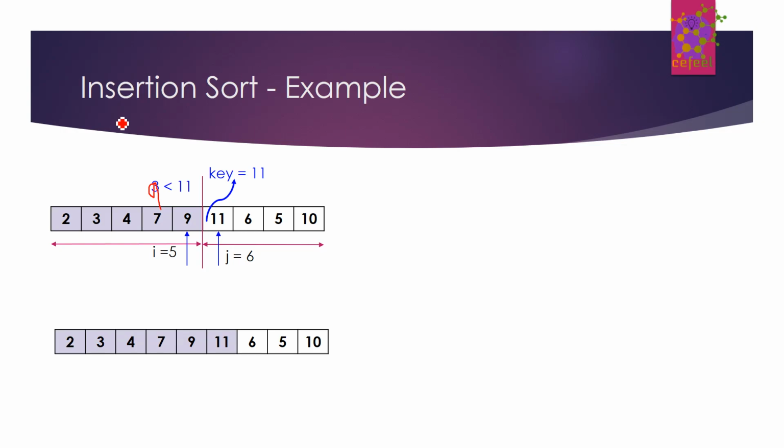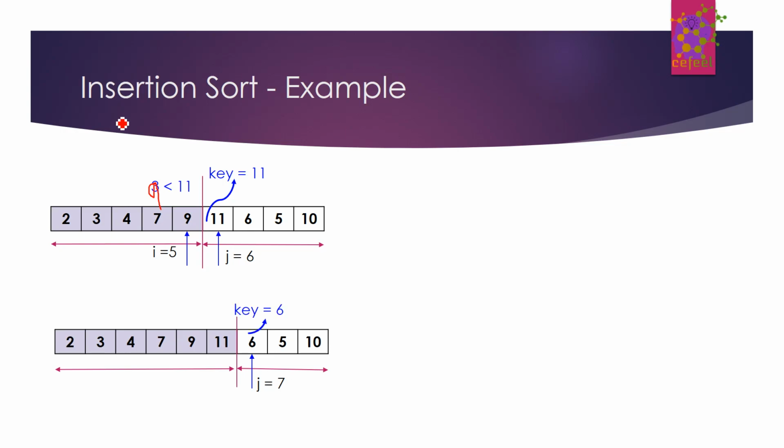So now we will have our 6 items as sorted. Notice, if you intuitively notice, 11 is already in its sorted place compared to the entire sorted items, which is 2, 3, 4, 7, 9. So now we will pick the next item, which is J.